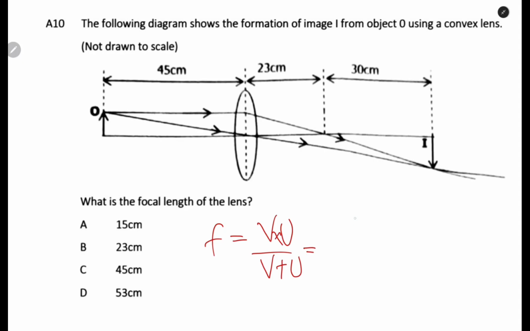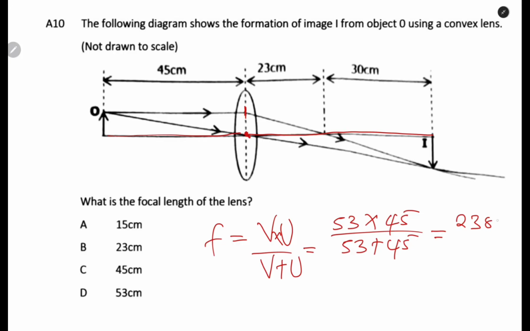Don't get confused here. Now the distance from the center, which is here, to the image is the whole of this one, 23 plus 30, which is 53, multiplied by the distance from here to the image, which is 45, divided by 53 plus 45. What is it going to give us? It will give us 2385 on top, then divide by 98. And this one should give us 24.34. But from the multiple choice, the nearest answer is 23. So that is how you pick the answers.